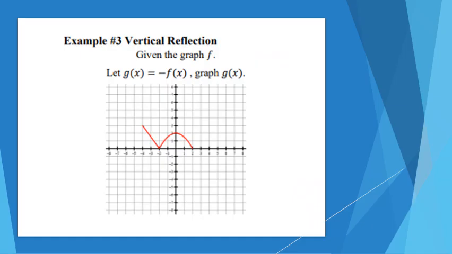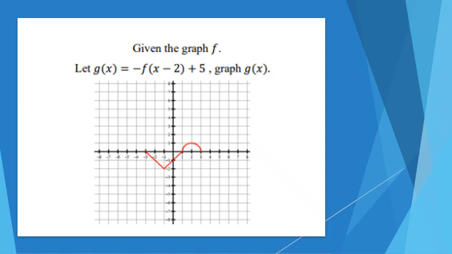Right, so example number 3, given that this is the new function is going to be a vertical reflection over the x-axis, find it. So here's our main points. Whoops, that's kind of sloppy. Let me redraw that. And that would be the vertical reflection there. So this is our new g of x, which is reflected over the x-axis.